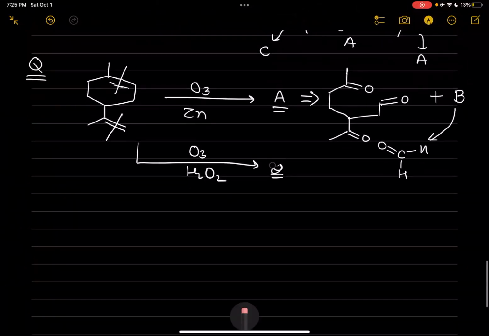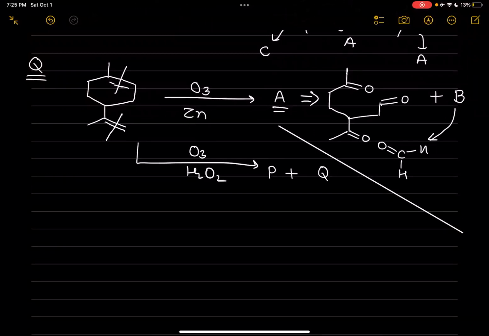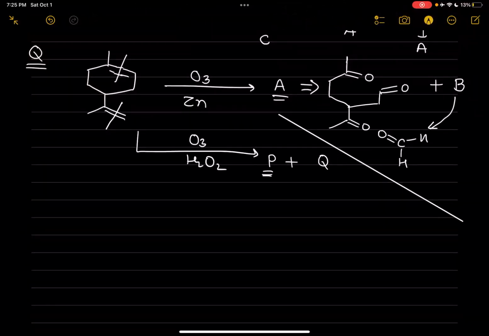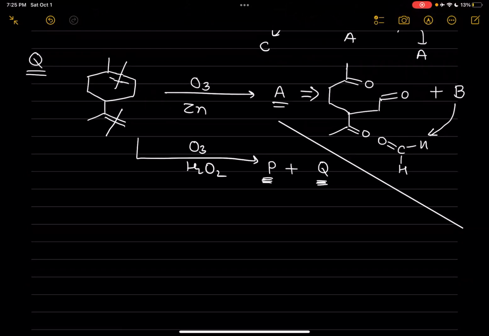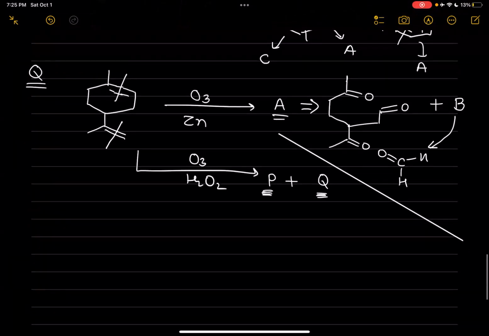And what about this? I will name it as P and Q. What are P and Q? Tell me. What are P and Q? So P will be the same thing as A, but will have all OH groups. All aldehydes will be replaced by carboxylic acid. So the main structure is going to be like this.